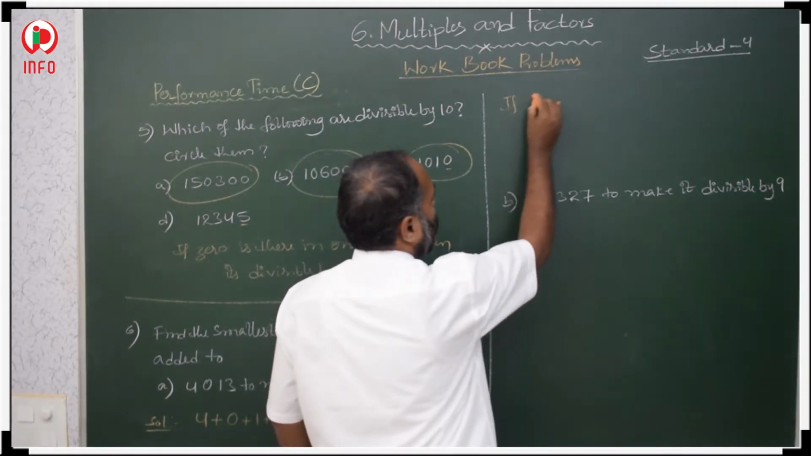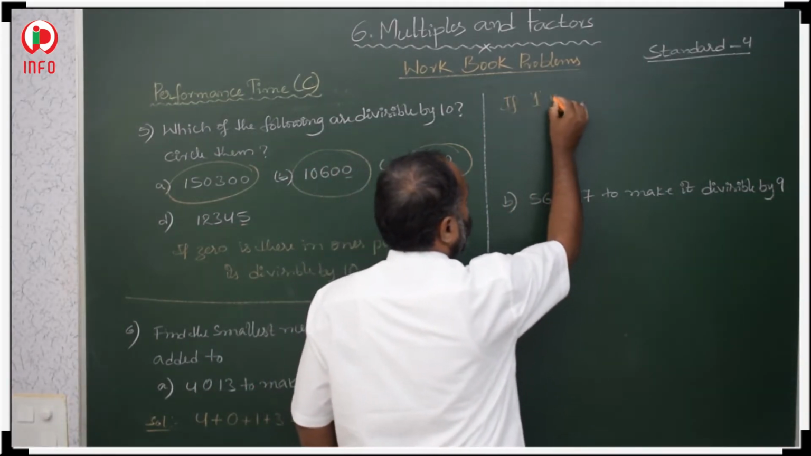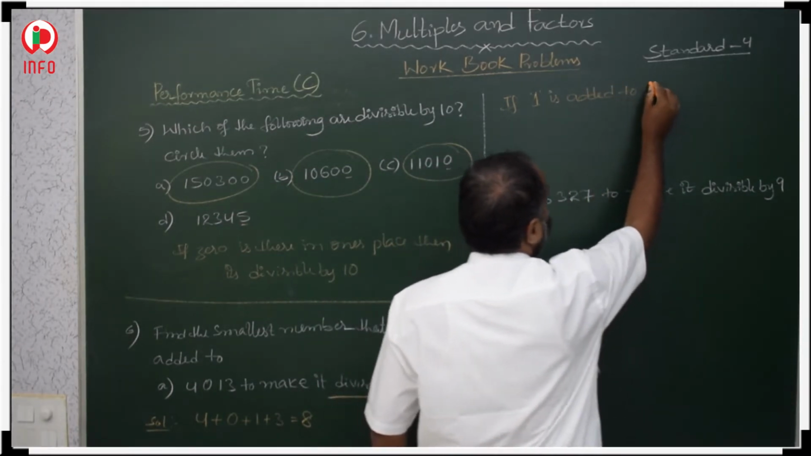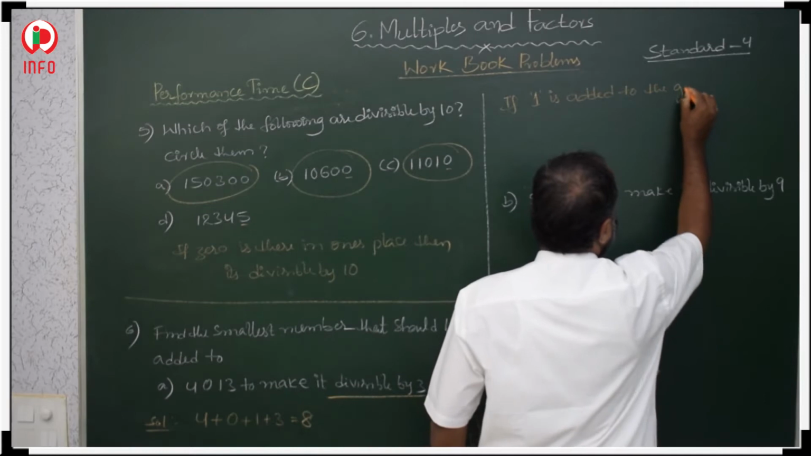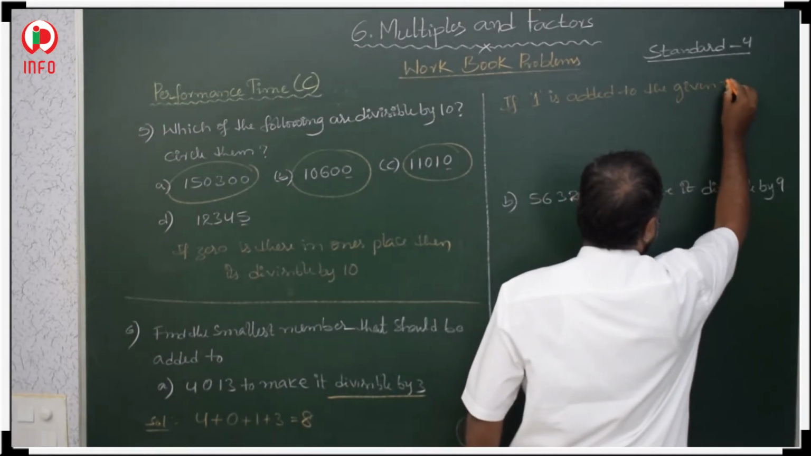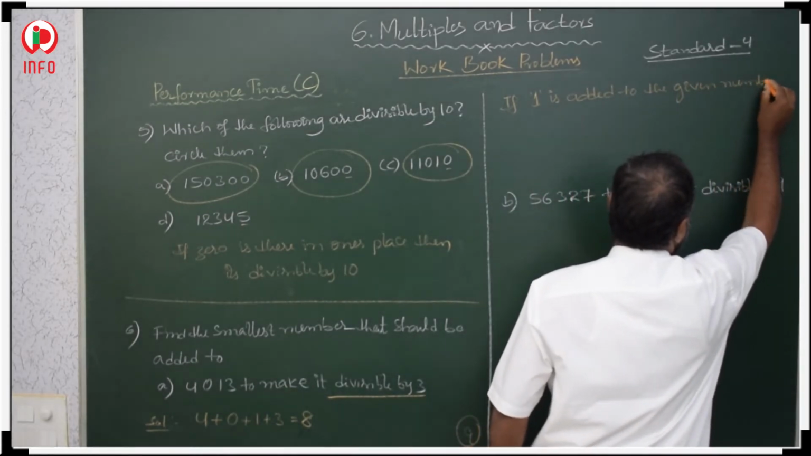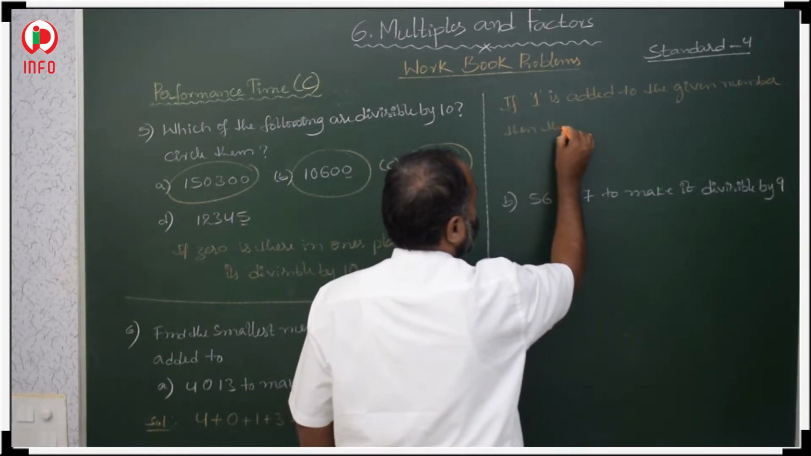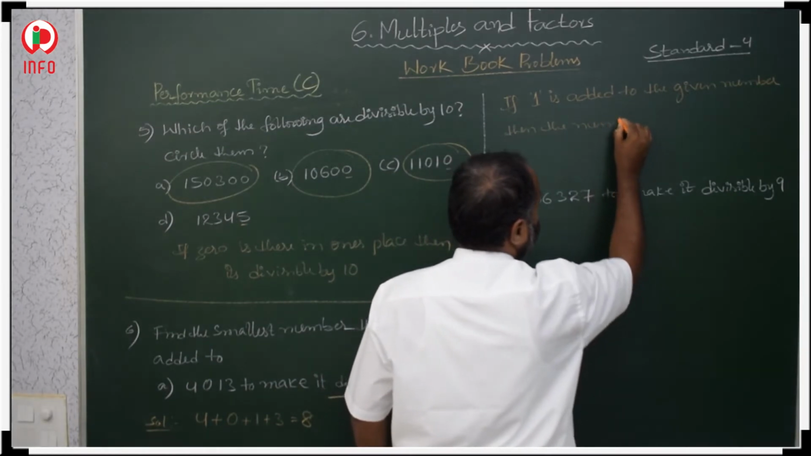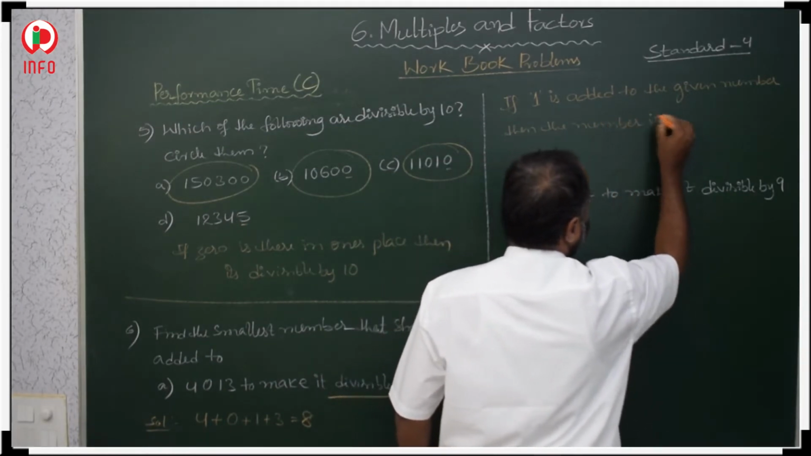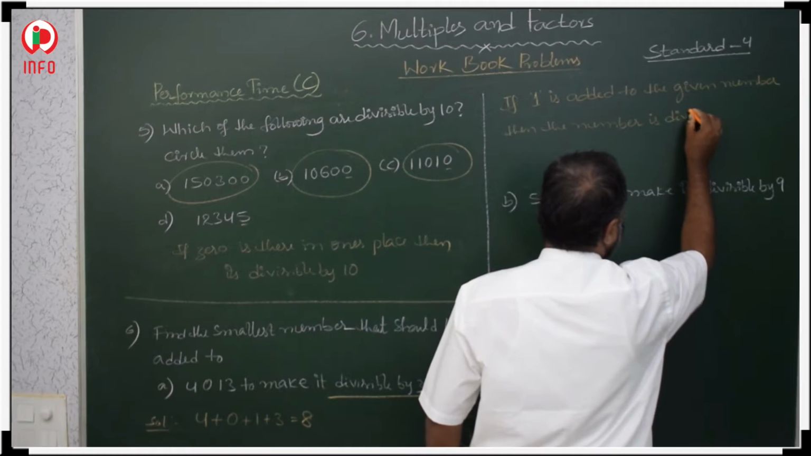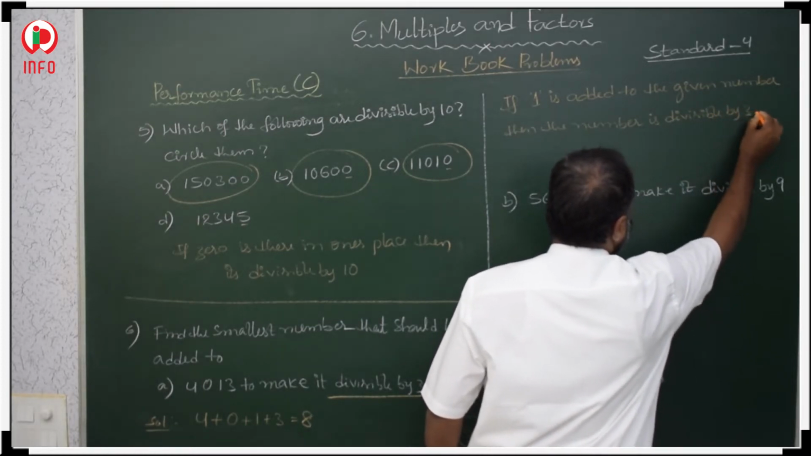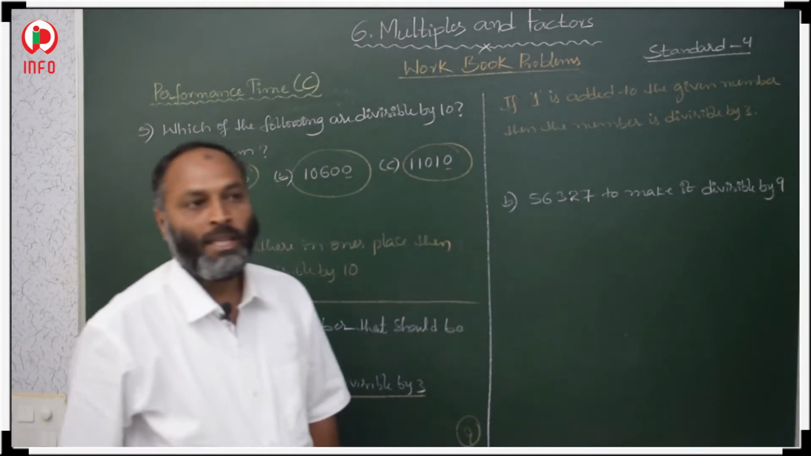If 1 is added to the given number, then the number is divisible by 3.